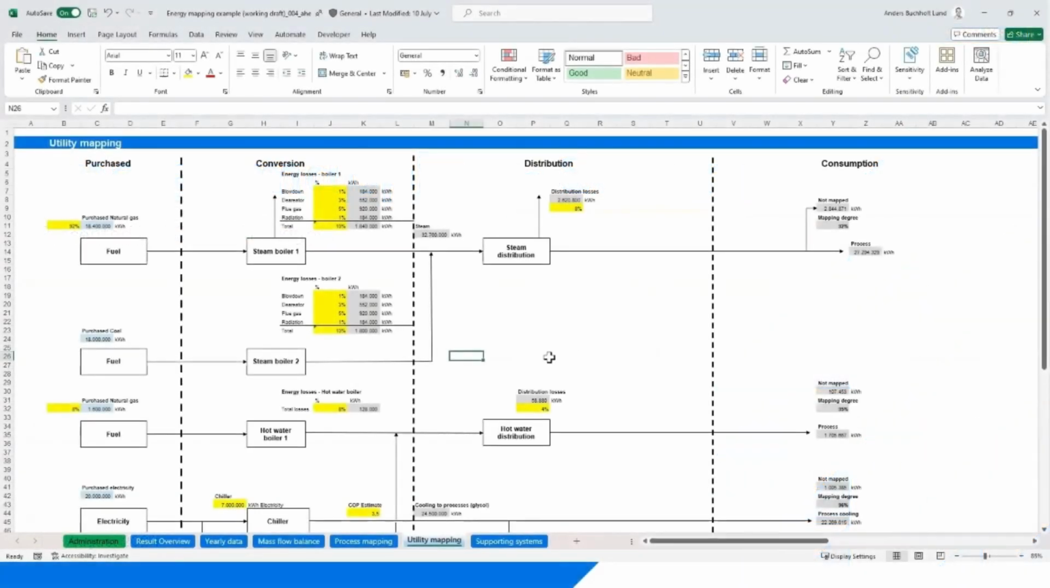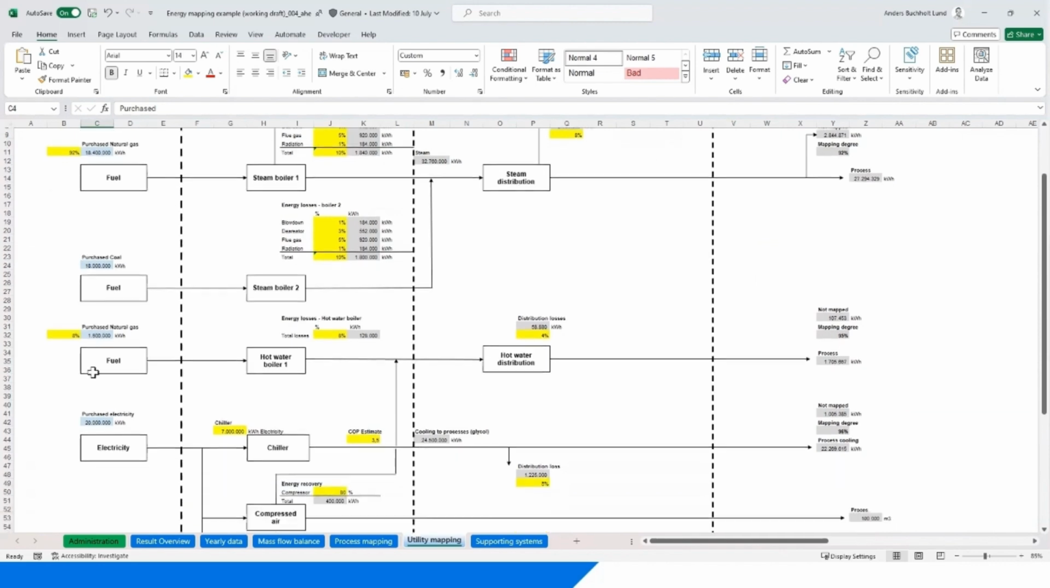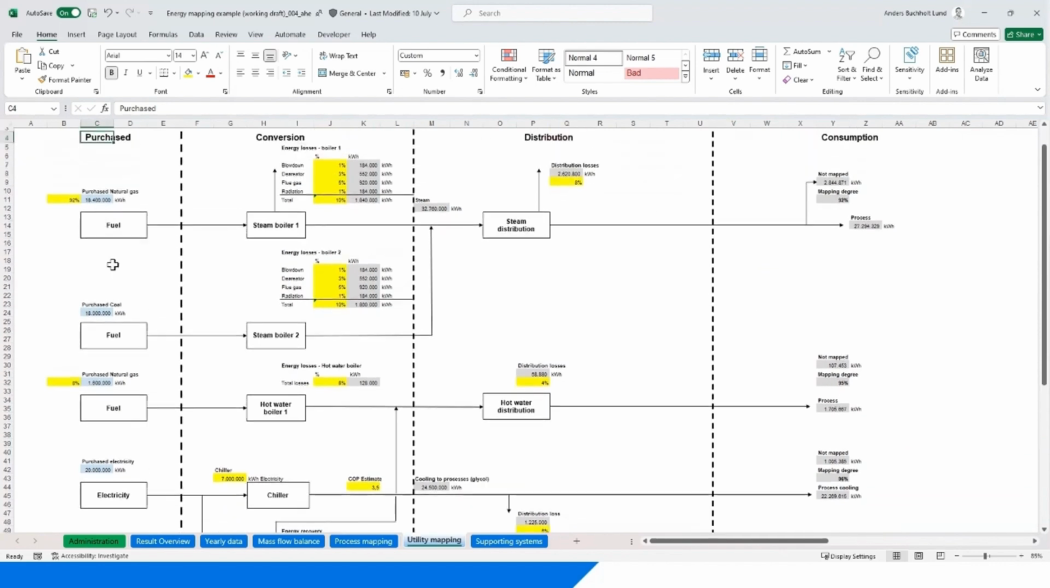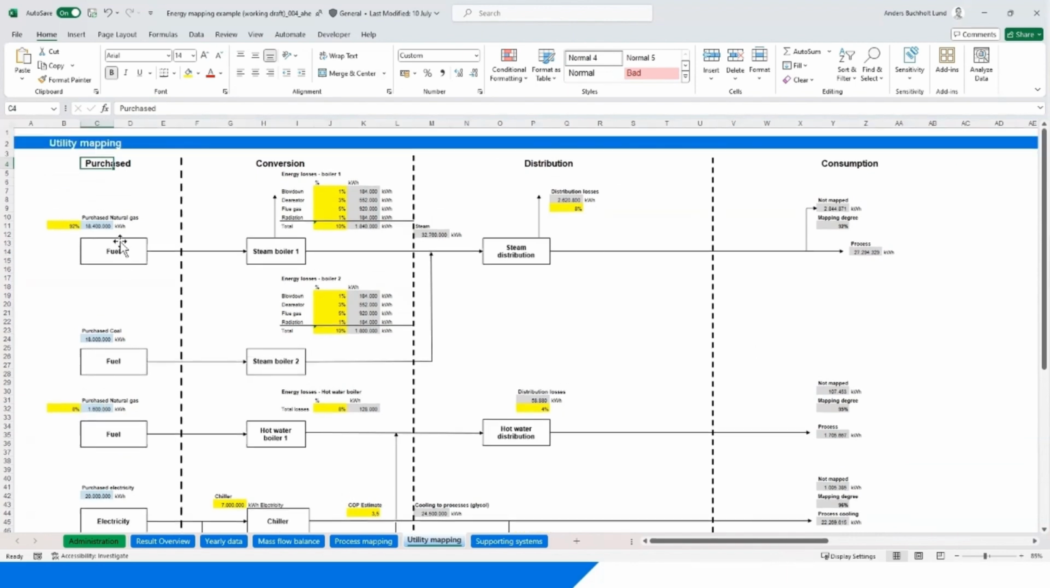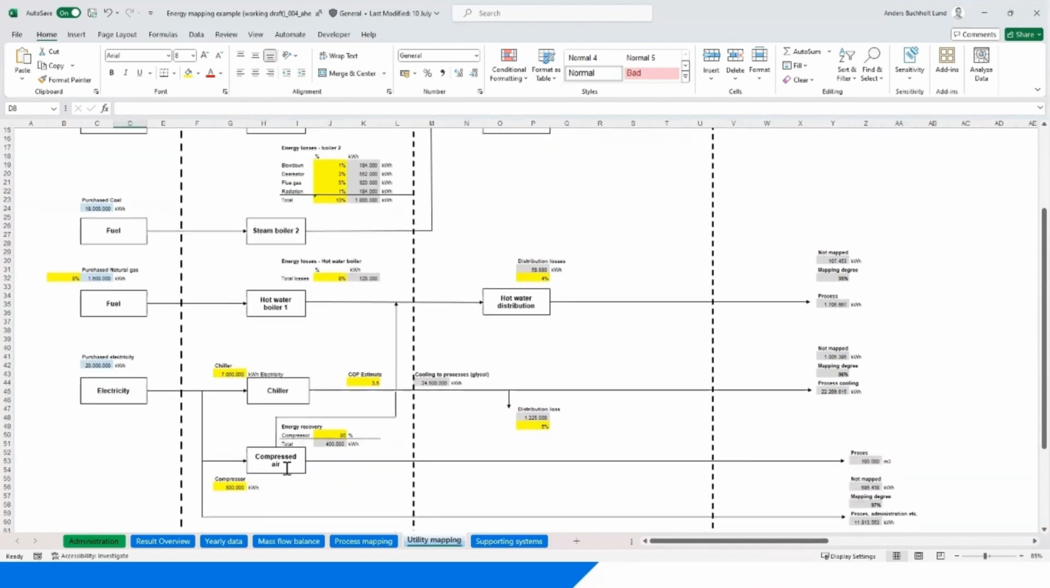So perhaps I'll just skip to this utility mapping sheet that we have here as the next one, where it's divided into 4 columns. We have the purchase, the conversion, distribution, and consumption. You should take these columns one by one, and in the purchase you have all your fuels coming in, or energy sources. You will have natural gas, coal, or biomass, whatever you have as fuel sources that you purchase. That then enters the conversion part, where you have, for example, your boilers or chiller or compressed air system.